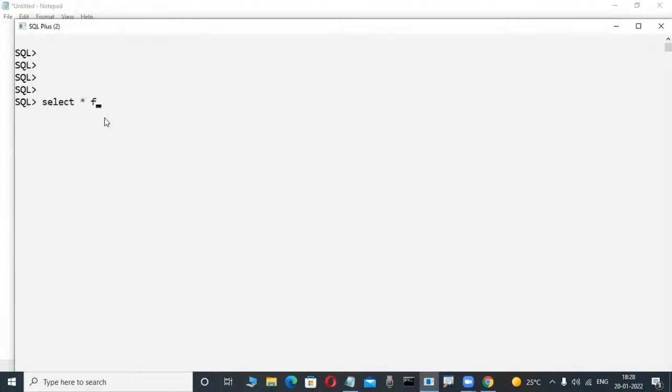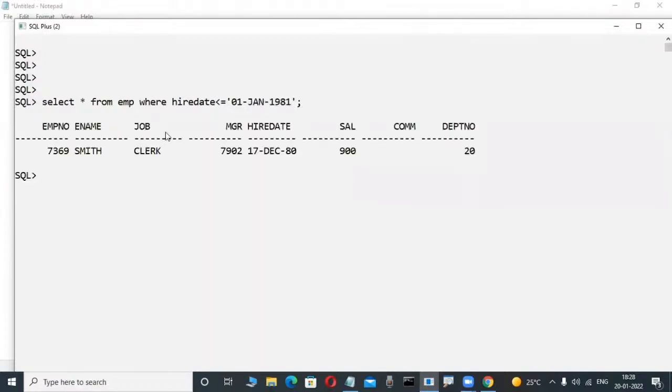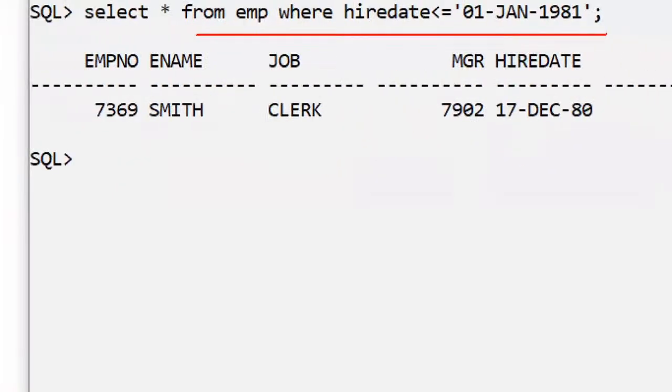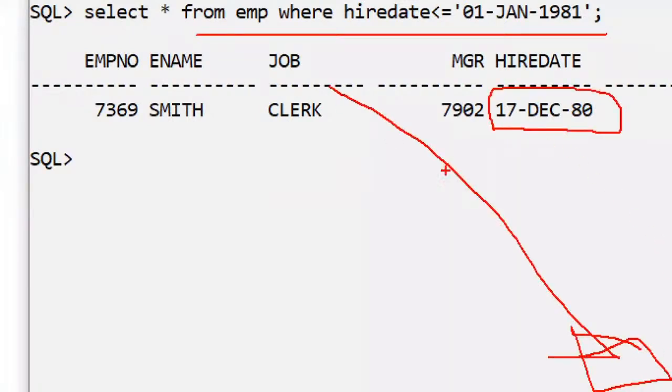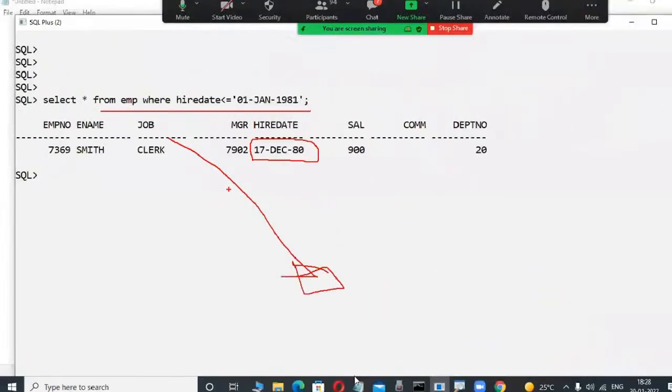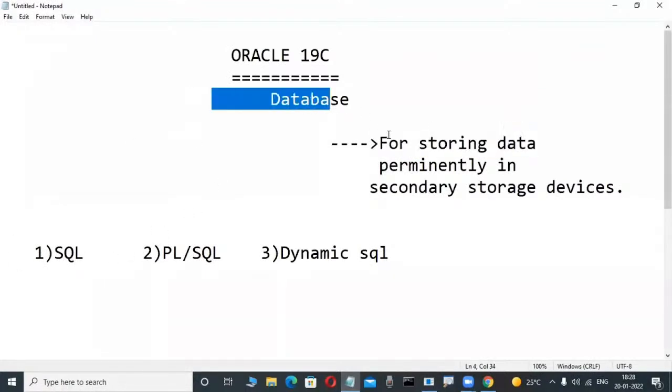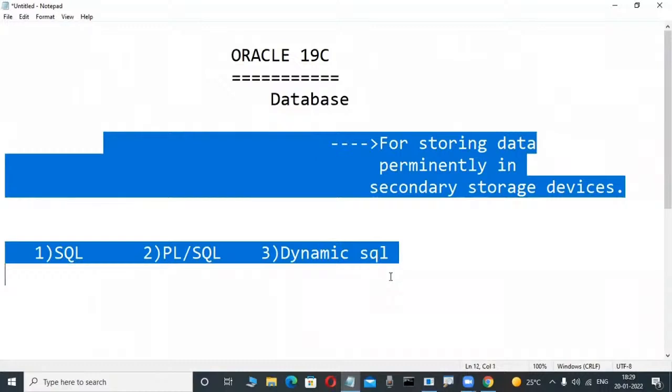Observe here: select star from table name where hire date is less than or equal to, say, 1st January 1981. Just by writing the query, the data is displayed automatically. With a single line of code, the employees who joined before 1981 are automatically retrieved from the database. That's why efficient data retrieval is most powerful. This is possible only through these databases and these languages.